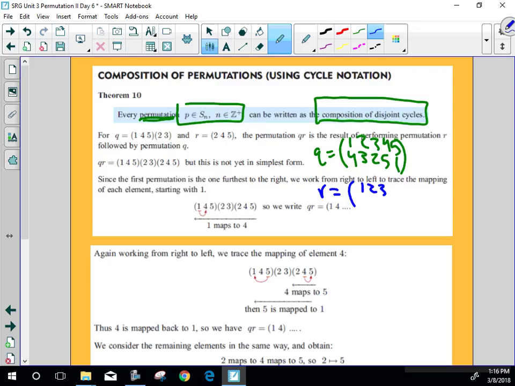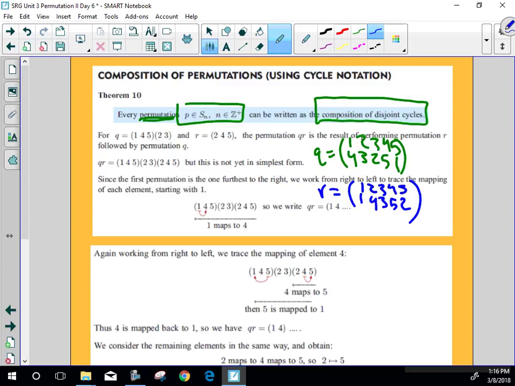Now, R is interesting. 1, 2, 3, 4, 5. R says that 2 goes to 4, 4 goes to 5, and 5 goes to 2. Then what must happen with 1 and 3? They go to themselves. So there you've got it.